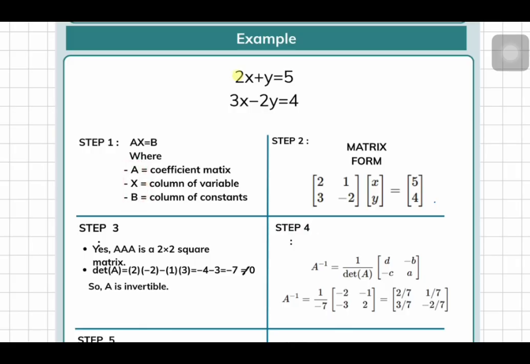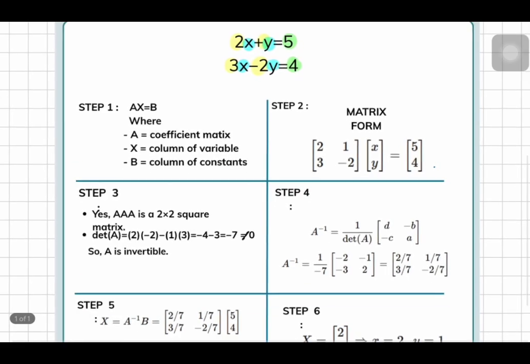The coefficient matrix is 2, 1, 3, and -2. The variables are x and y. The column of constants is the remaining, which is 5 and 4. So we write it in matrix form, which is [2, 1; 3, -2] times [x; y] equals [5; 4].